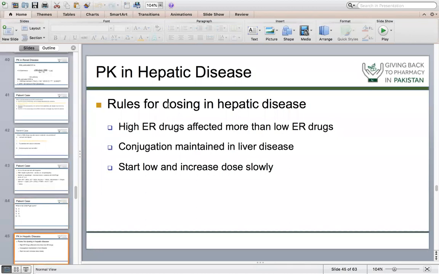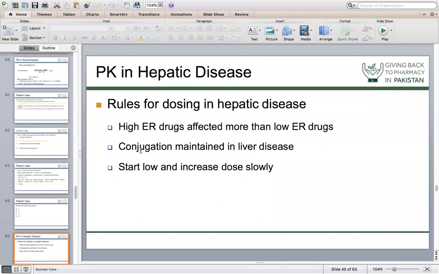First we will just go through the rules for dosing in hepatic disease. High extraction drugs are affected more than low extraction drugs. What do we mean by high extraction drugs? There are certain drugs which are highly metabolized in liver. Once they are administered and absorbed, once they pass in the liver, they're extensively metabolized, and these drugs are known as having high extraction ratio drugs, okay? So we should know which sort of drugs these are. High extraction drugs are obviously affected more than low extraction ratio drugs.